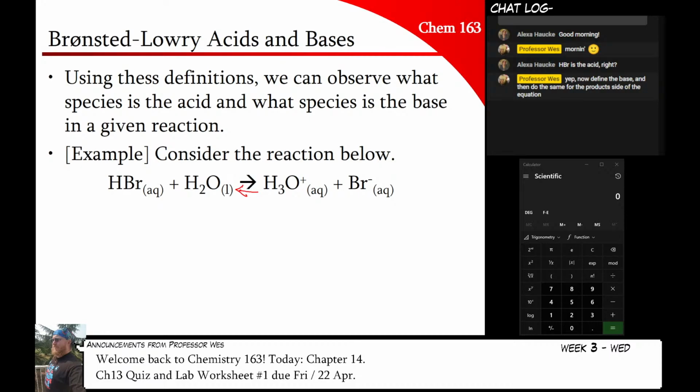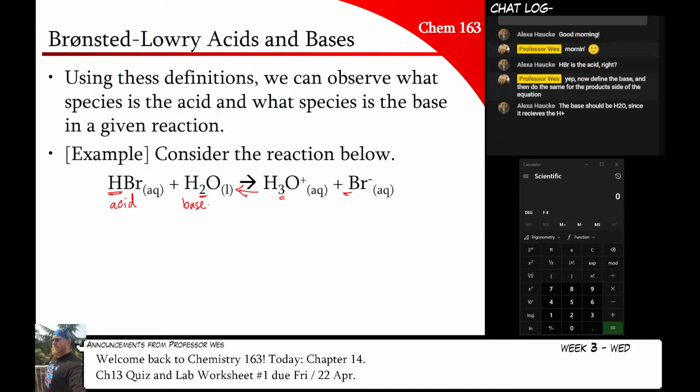All right. So, since HBr will donate H to the solution, because we could see that it becomes Br minus, that means this is the acid. Now, water has 2 H's, and then after the reaction, it has 3. So it must be receiving the H+, so that makes it the base.